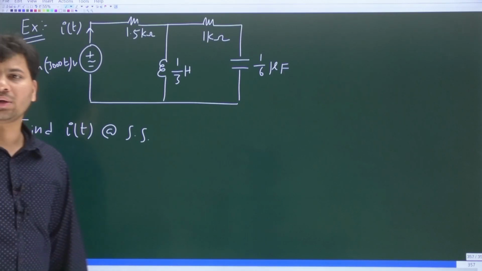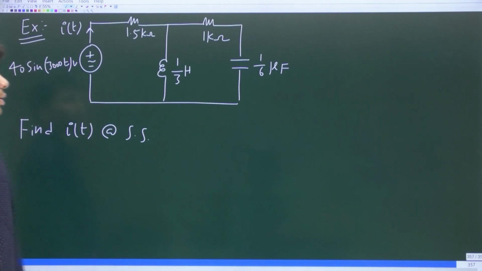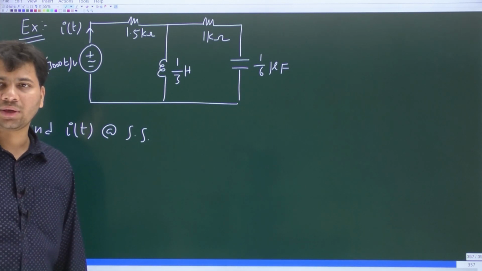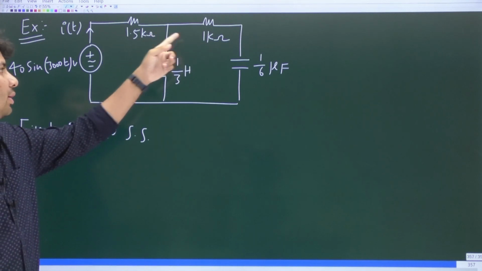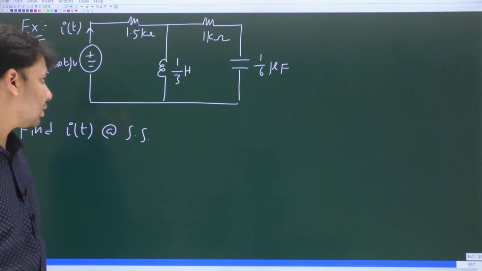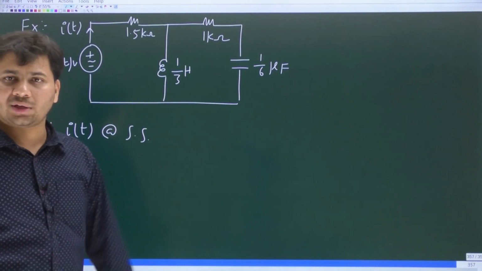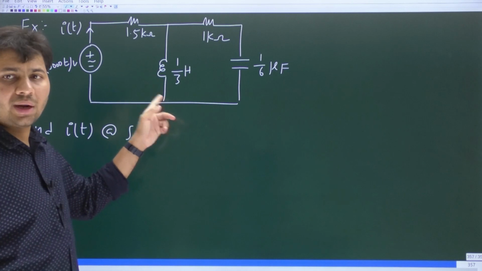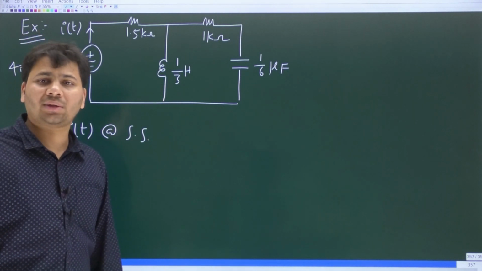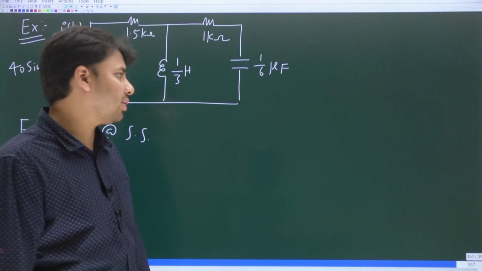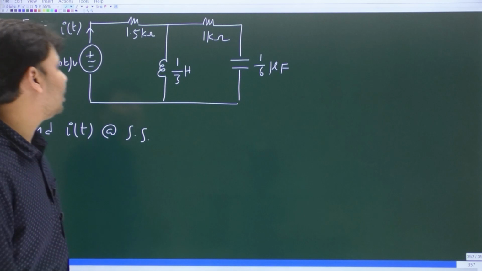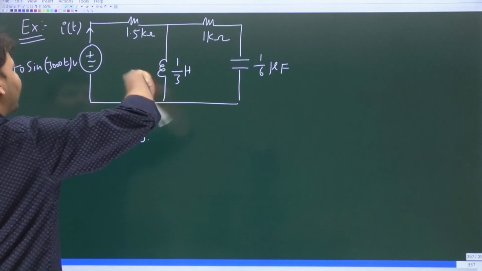Just look at the circuit here. So there is some network. Is it not a linear network? Because look at the various elements present in the network. We have two resistors. One is a 1.5 kilo ohm resistor. The other one is a 1 kilo ohm resistor. We also have the two energy storage elements. First is the inductor, whose inductance is 1 by 3 Henry. And the next one is the capacitor, whose value of capacitance is 1 by 6 microfarad.